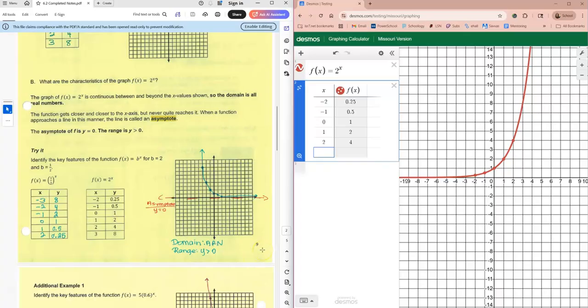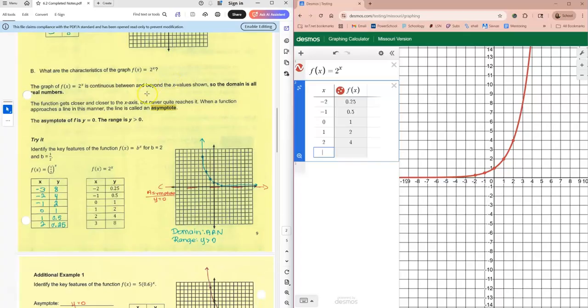Our range is what y values do we get out. Well, we already talked about the fact that y can't be 0, y can't be negative. It's all the y values greater than 0. So all of these y values right up here. So again, for our simple basic exponential functions, that's not changing.